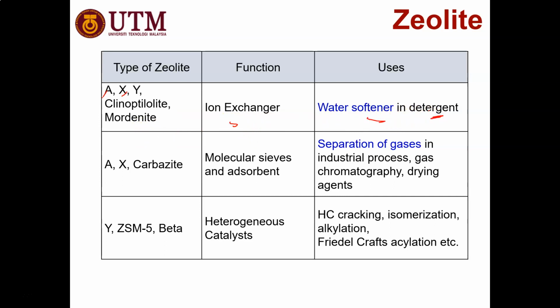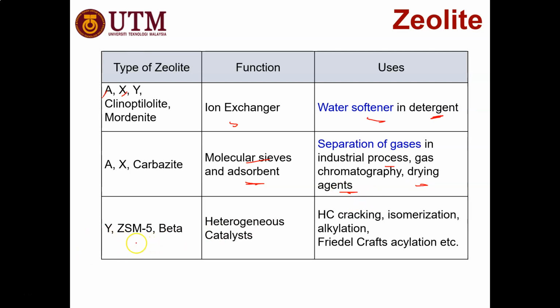Sebab bila kita basuh baju, the air yang kita masukkan dalam the washing machine mungkin akan ada hard water. While zeolite A, X and carbazite is widely used as molecular sieve and absorbent. Dia bagus untuk serap benda, which is why it is widely used to separate gases of different size in industrial process, dalam gas chromatography GC, and of course as a drying agent sebab dia senang nak menyerap air.